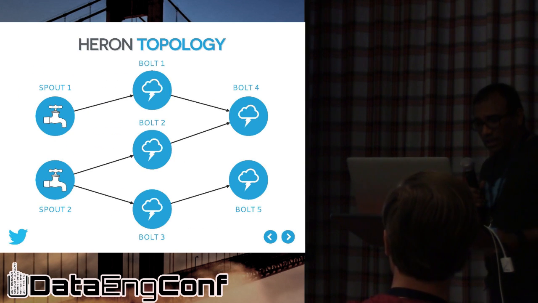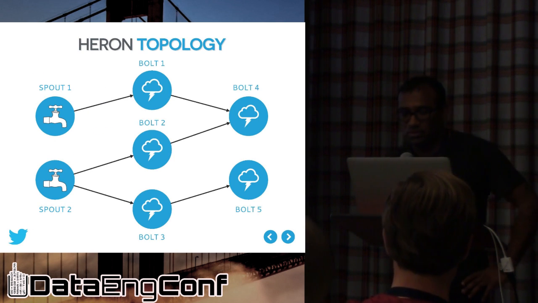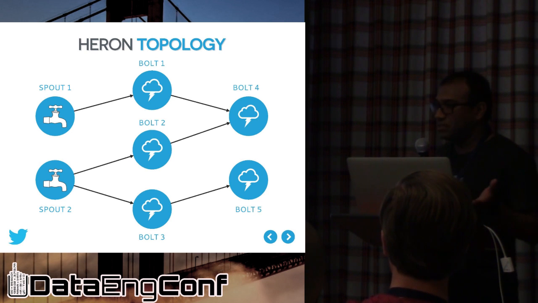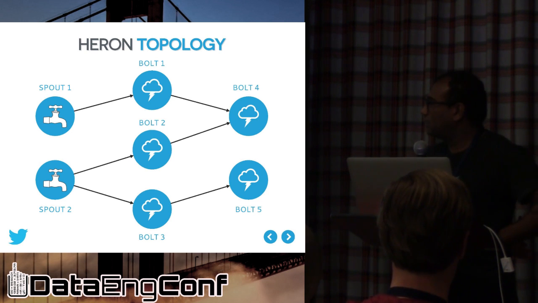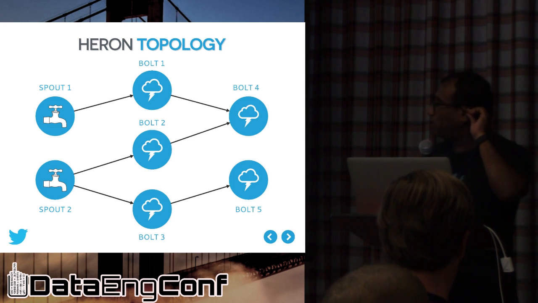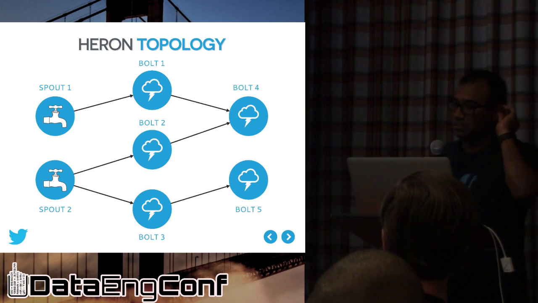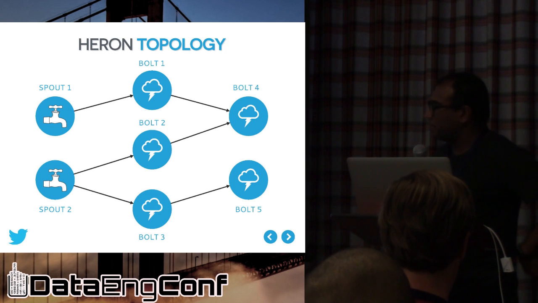So a Heron topology looks like this. You have a couple of spouts in the first stage, which are tapping into multiple data streams. Then you have the second stage bolts, which are fed from the spouts. Then you have a third stage of bolts, which is feeding from the second stage bolts.